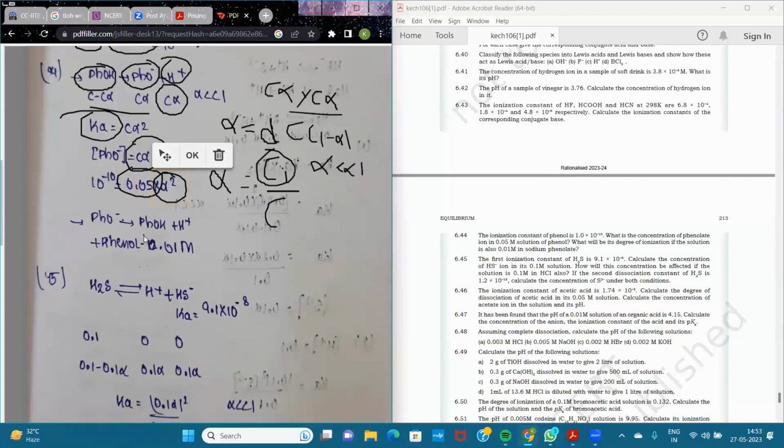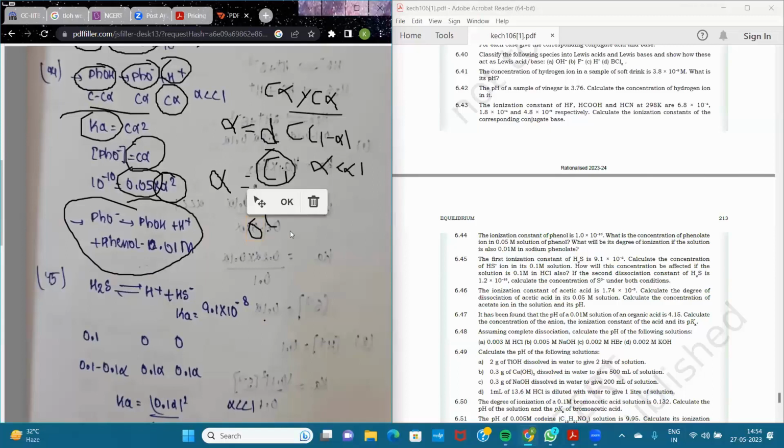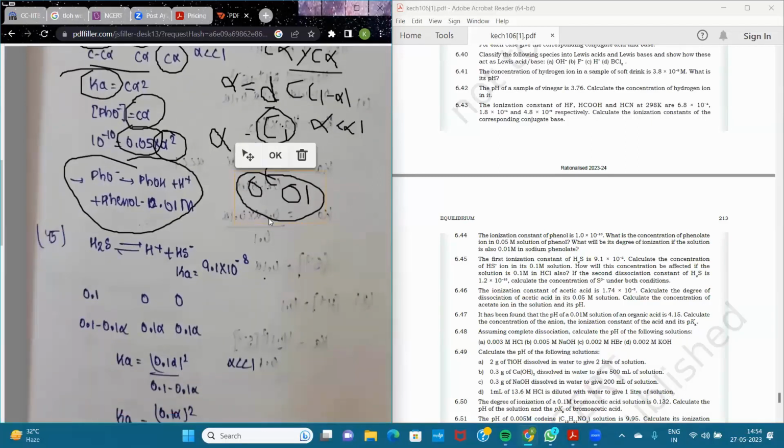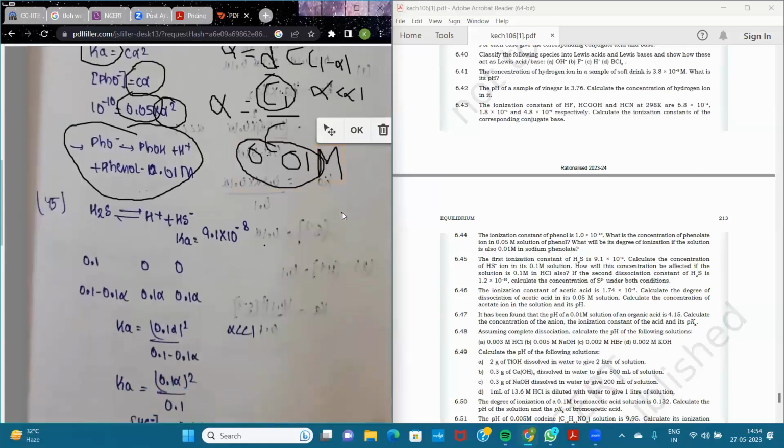And the second part: what will be its degree of ionization if the solution is also 0.01 molar in sodium phenolate? Here, for the second part, the phenolate ion concentration is given as 0.01 as the solution is present in sodium phenolate. Sodium phenolate ionizes nearly 100%, so we'll get the concentration of phenolate ion as 0.01 molar. We can use this concentration value in the ionization constant expression.